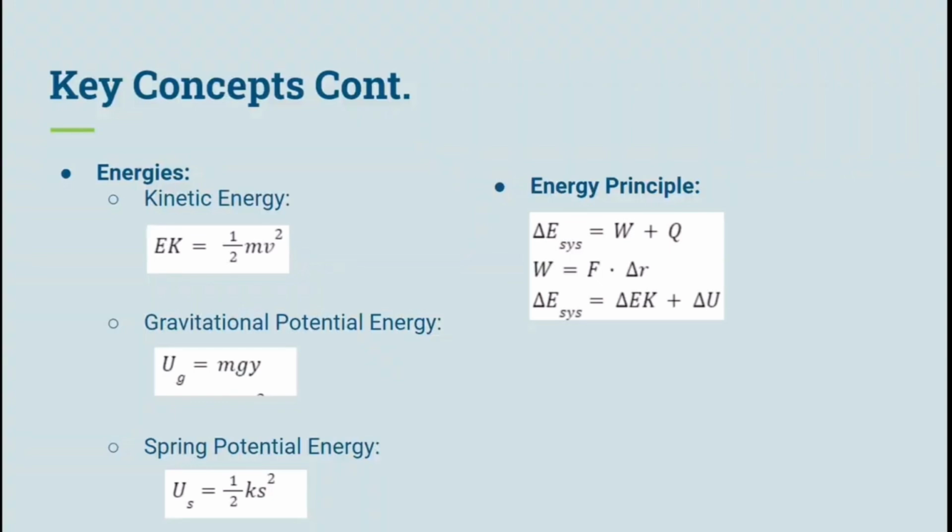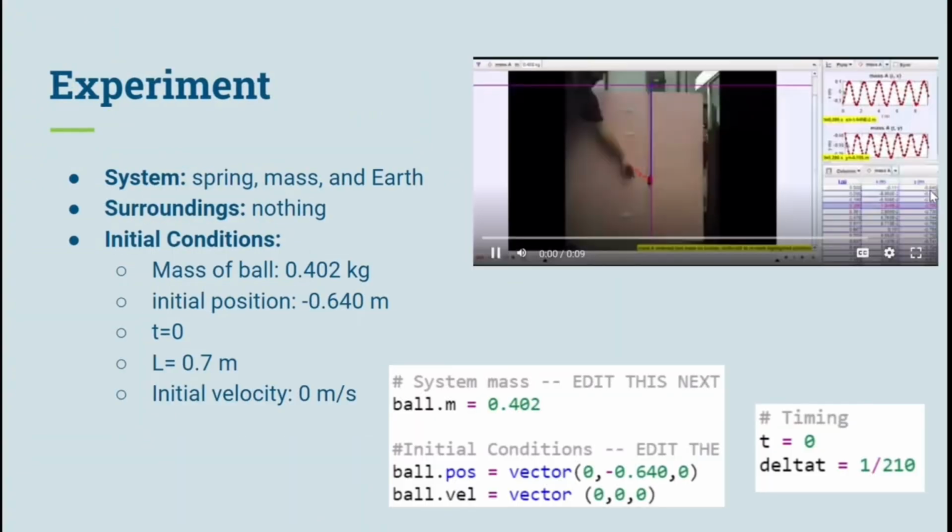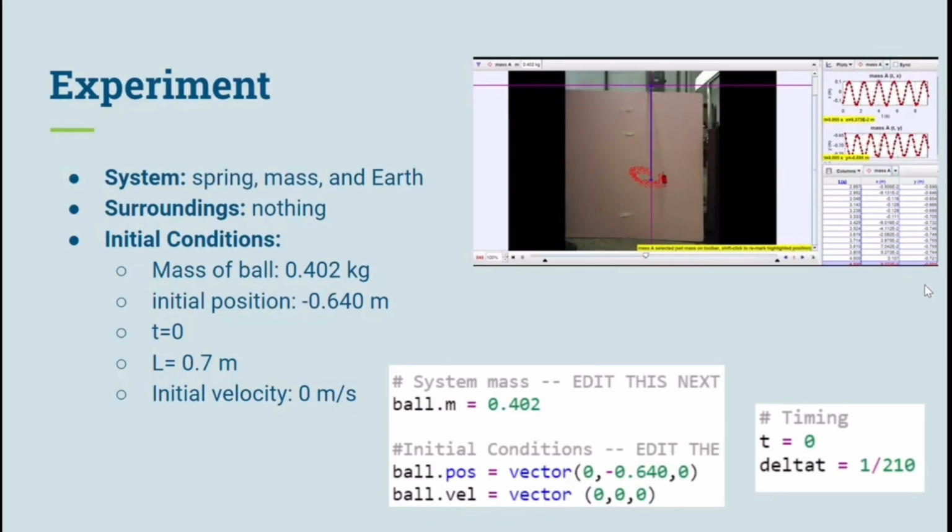Furthermore, the energy principle is the change in energy in the system equal to the work done by the surroundings to the system plus the change in thermal energy between the surroundings and system. In this case, there is no work done. Therefore, the change in energy is the change in kinetic energy plus the change in potential energy, which includes the spring and gravitational potential energies. In the video analyzed, the system is the mass, spring, and earth, while the surroundings are nothing.